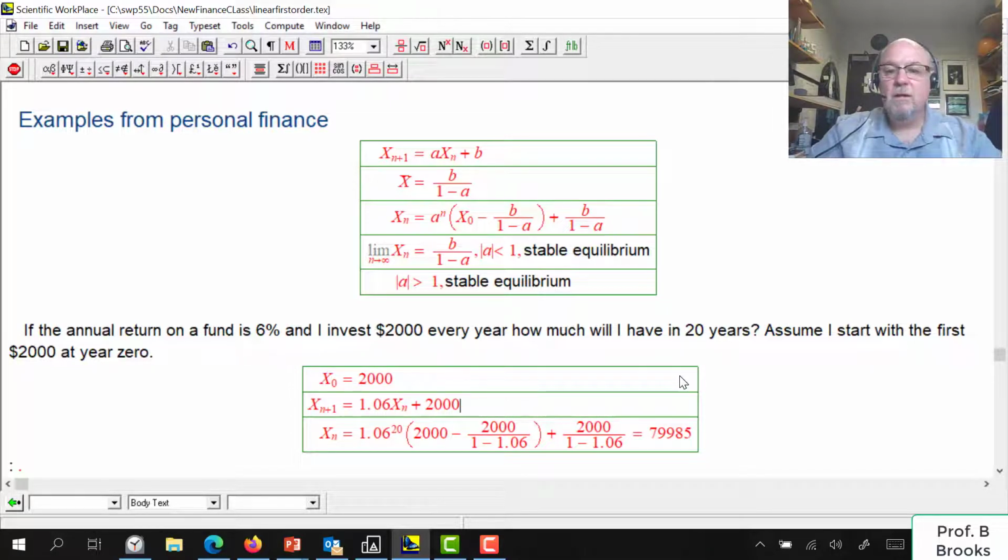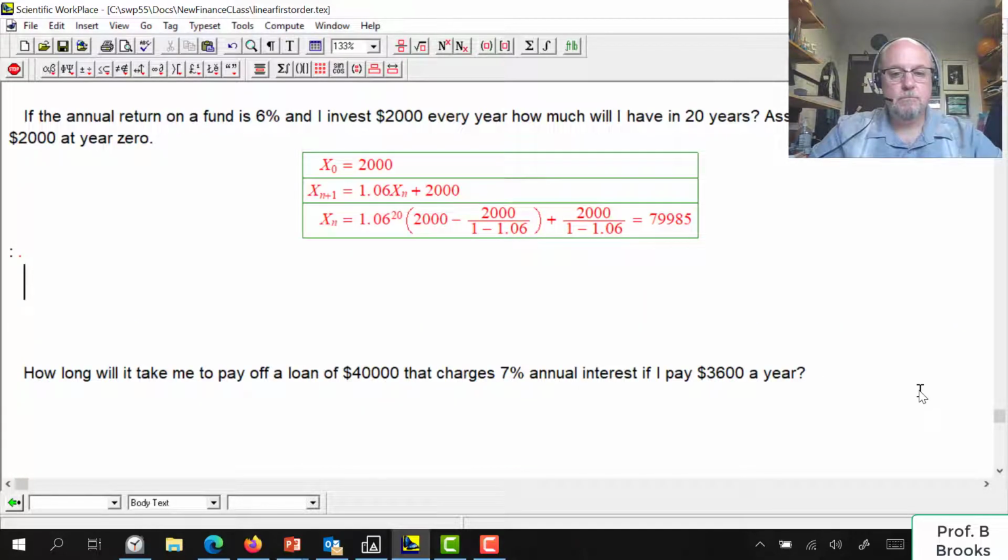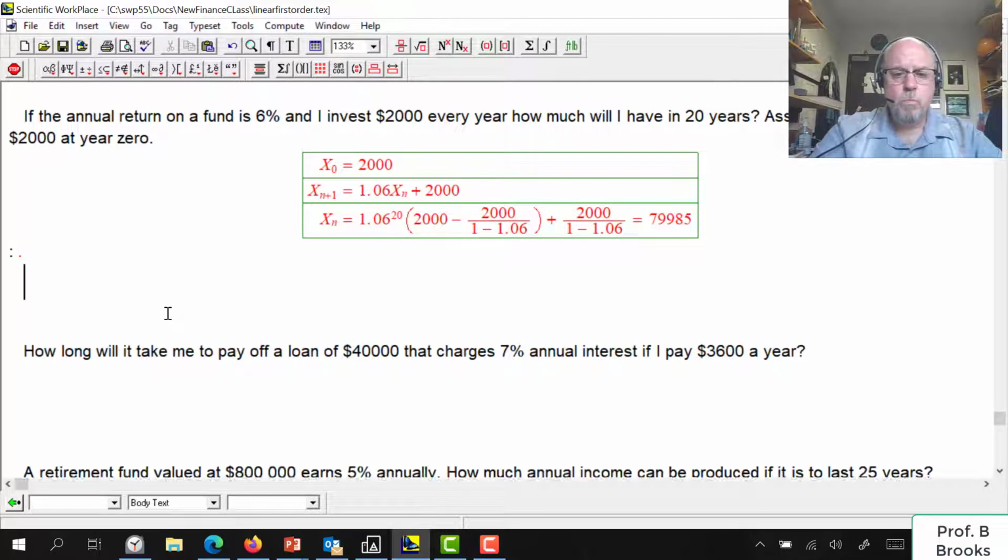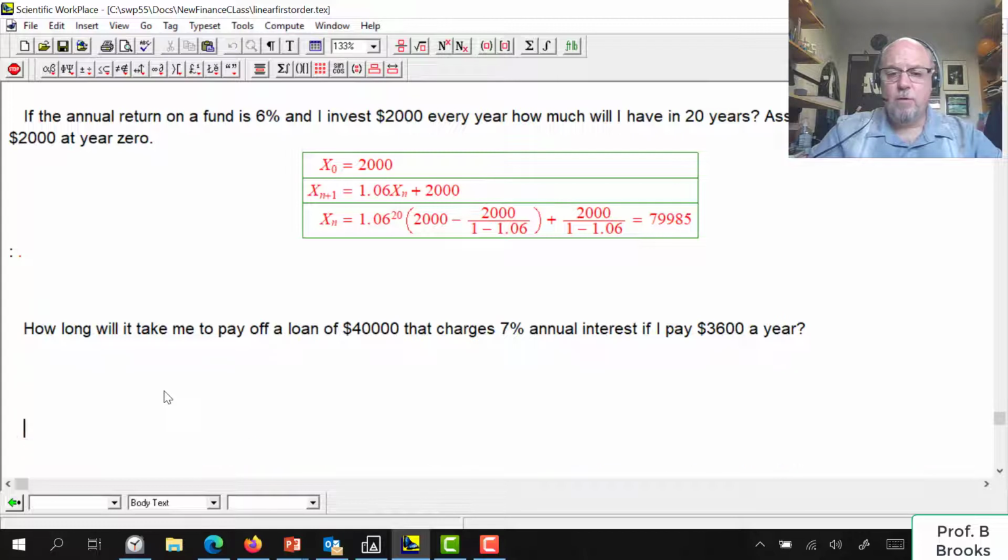Let's do another example. How long is it going to take me to pay off a loan of $40,000? The loan charges 7% annual interest, and I pay $3,600 a year. The first thing to check is 7% of 40,000. That's going to be 2,800. So I'm paying more than the interest. So eventually, it should get paid off.